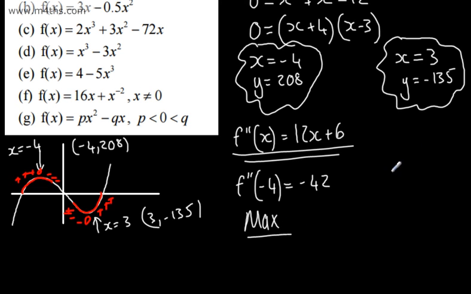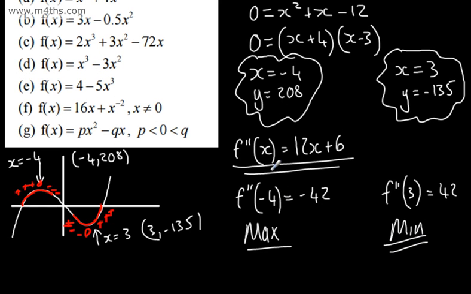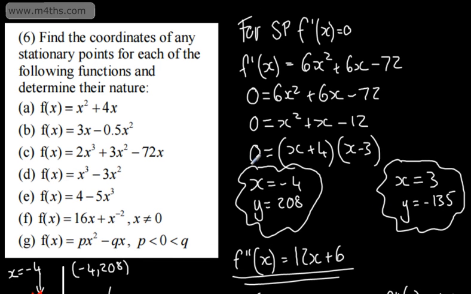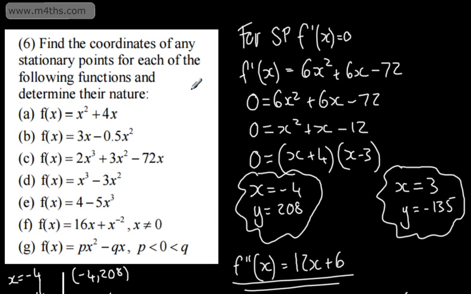With this one, if we do f double dashed of positive 3, we can see that's going to give us now 12 lots of 3, which is 36, plus the 6, which is going to give us positive 42. Therefore, it's going to be a minimum. And you might want to make some reference to the fact that if the second derivative is less than 0, it's a maximum. If it's greater than 0, it's a minimum. I would write that in there. We can see that graphically, and hopefully that's helped out with that cubic function.